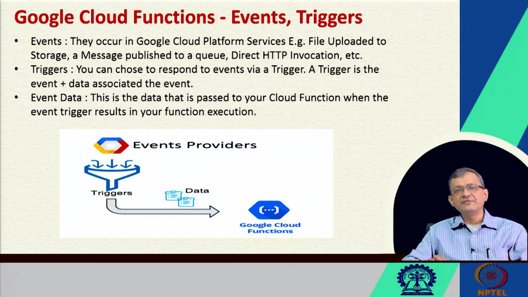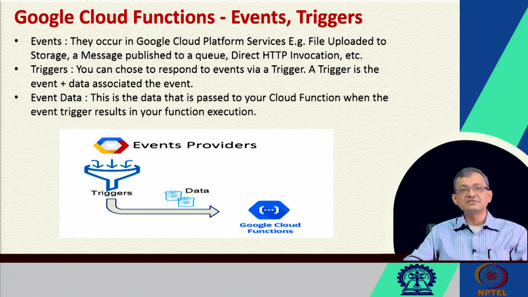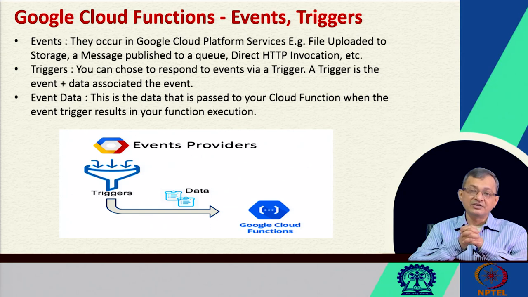So, what we see is events and triggering. Events occur in cloud platform services, for example, a file uploaded to storage, a message published in a queue, a direct HTTP invocation, etc. There can be several events, and you can choose to respond to an event via a trigger. A trigger is the event plus the data associated with the event. Based on the event and the metadata associated with it, the trigger can be fired.